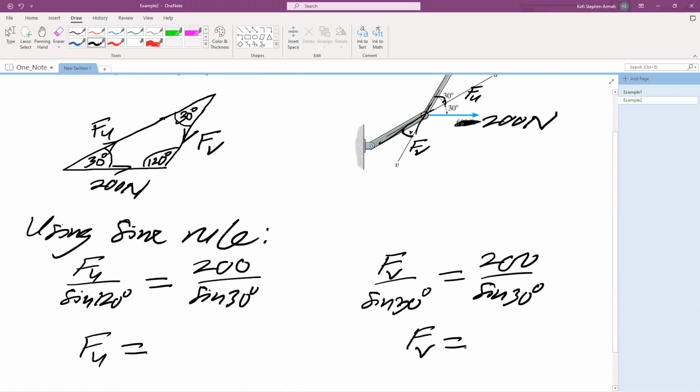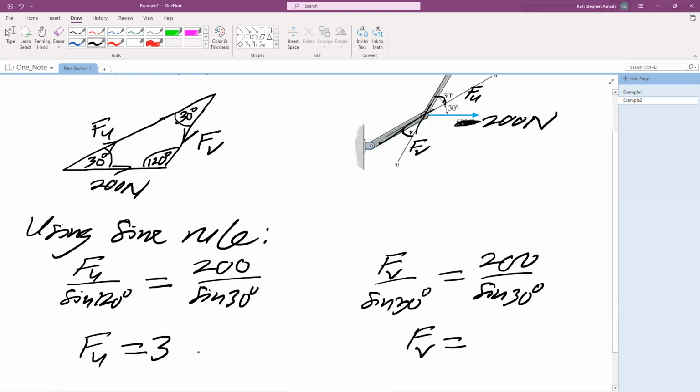The one in the textbook is 600 pounds. So let me just use my calculator here. Okay, let's see. 200 sine 120 divided by sine 30. I hope I'm working in degrees. So 200 times sine 120 divided by sine 30. Enter. Okay, so I'm getting this.